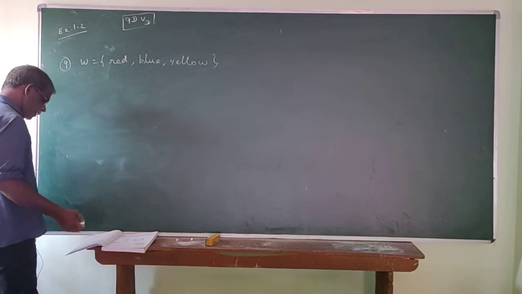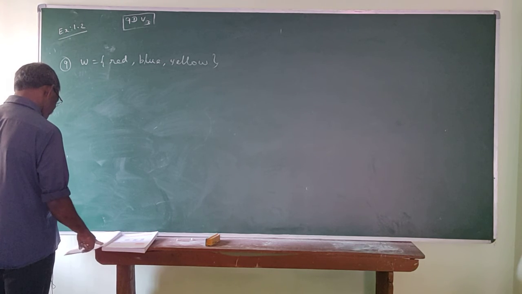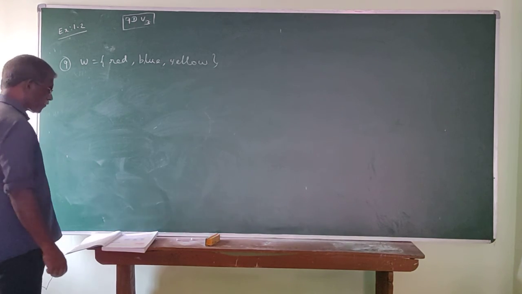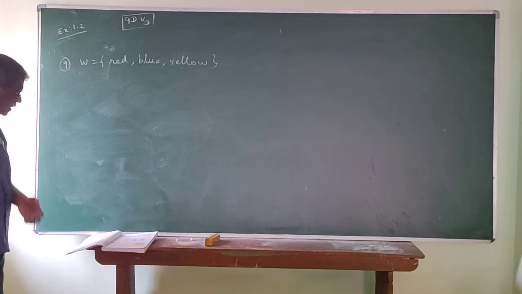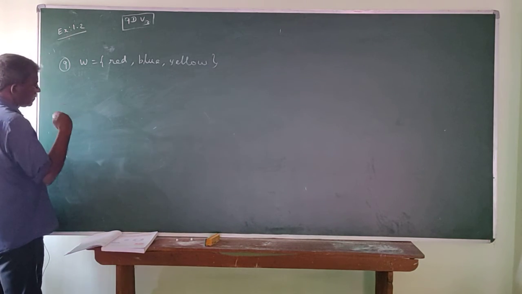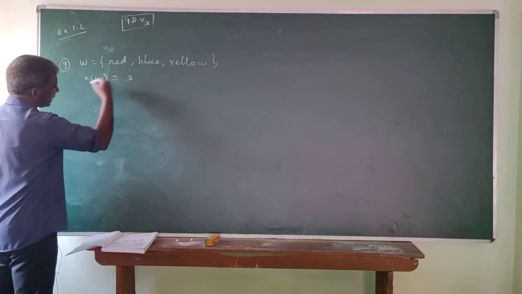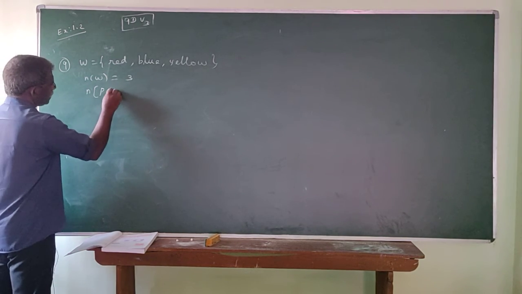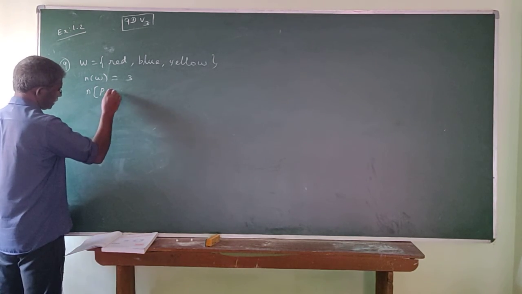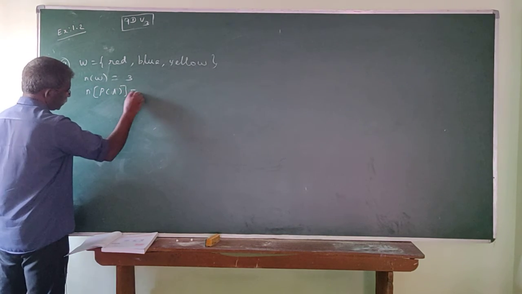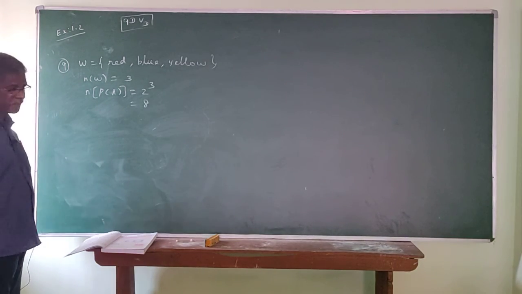Right, they are asking two questions. You have to find the number of subsets and the number of proper subsets. If you find the number of subsets, it is easy to find the number of proper subsets also. So how to find the number of subsets? It is easy. n(W) is equal to 3. Therefore n(P(A)), the number of elements of the power set, is equal to 2 power 3, which is 8. So this is the number of subsets.